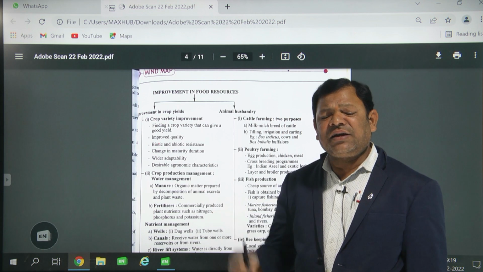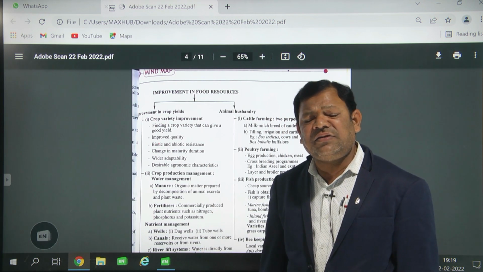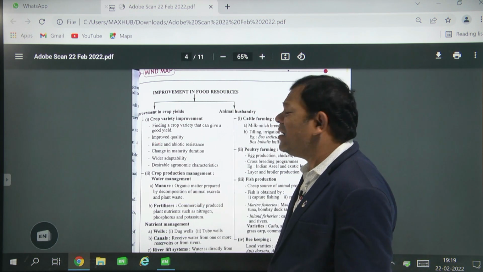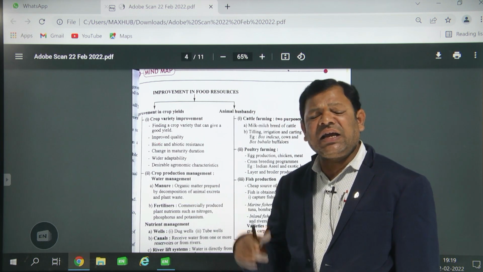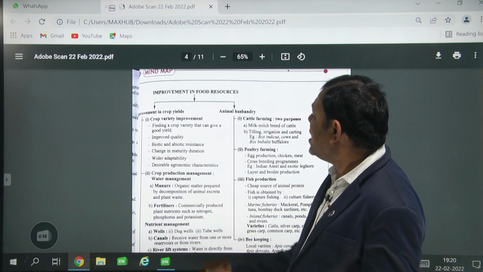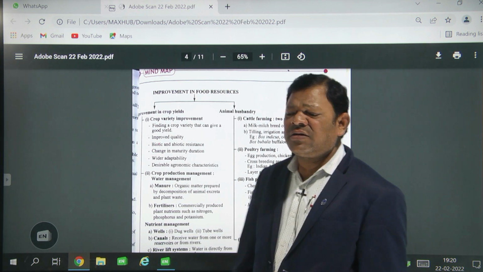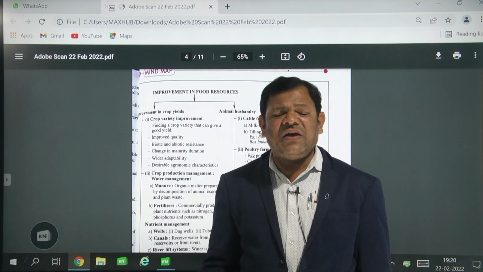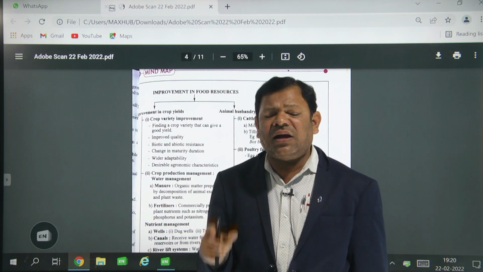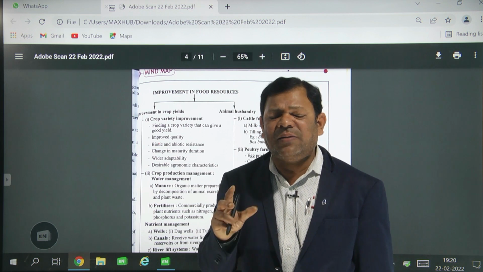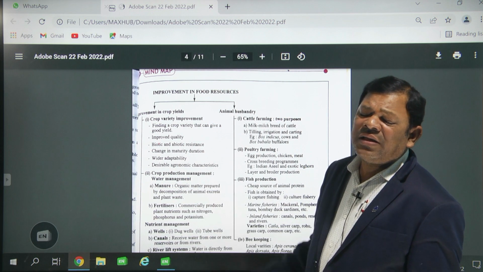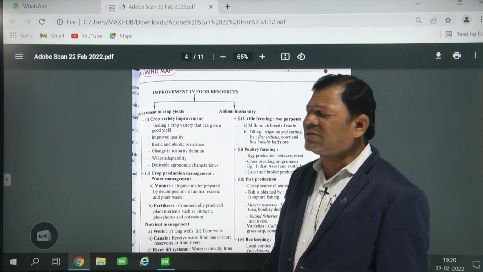Some of them take a long duration, some of them take a short duration. Short duration you can take. Wider adaptability: in any area, if the adaptability is more, that gives a greater amount of yield. Desirable agronomic character. For example, if you go to the market, you can see vegetables and fruits that are round in color, red in color, with more pulp; such types you buy, so according to that you can grow only that type of characters.